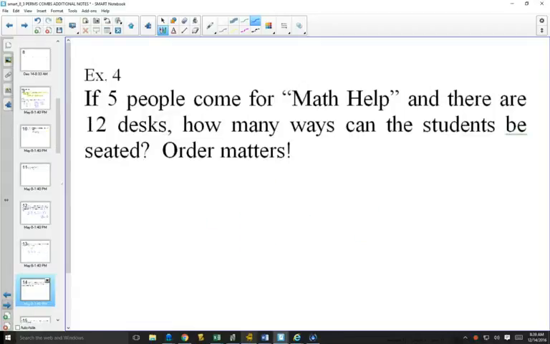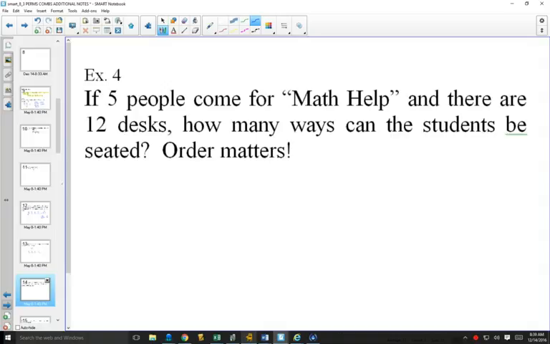I think these are the hardest spaces questions. 5 people come in for math help, and there's 12 desks. The reason it's hard is all along we've been putting numbers into spaces, and that made sense. Students come into a class and there's desks, and what do you want to do? You want to put students into desks. It's hard to imagine putting desks into students, but that's kind of what has to happen here, because how many decisions do we have to make?